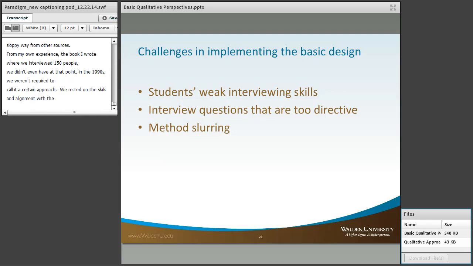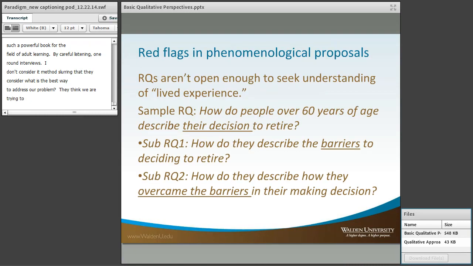The book that really shaped my doctoral work, Women's Ways of Knowing, by Mary Belenky, Blythe Clinchy, Nancy Goldberger, and a fourth author, interviewed 256 women in learning settings, from mothering groups to graduate students. It was such a powerful book for the field of adult learning, through careful listening with one-round interviews. I don't consider that methods learning; they considered the best way to address their problem. So we're trying to avoid demanding purism of ourselves or our students. We just want them to justify with a variety of sources.